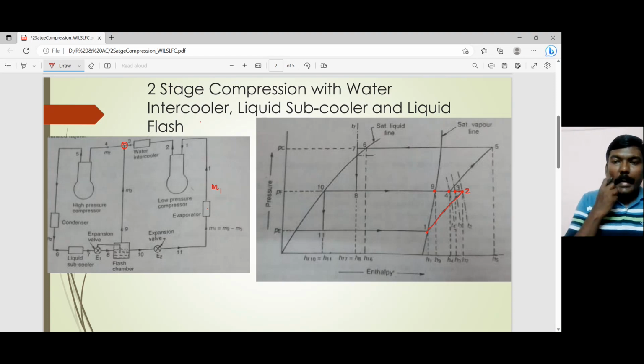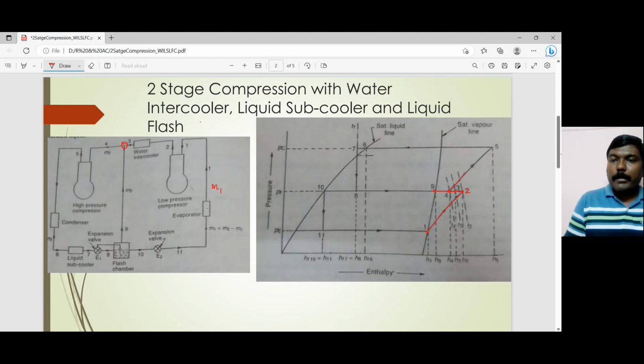So 3 and 9 join together and there arises a new state point, which is point number 4. At that particular condition, it enters into the high pressure compressor. So 4 is the entry to the high pressure compressor. So 3 and 9 mix together, and there arises a new point 4.